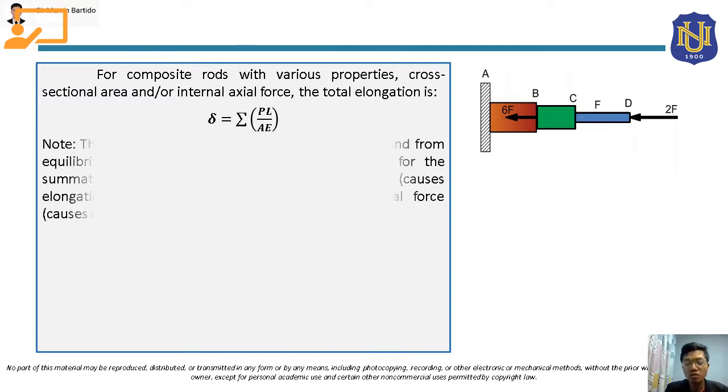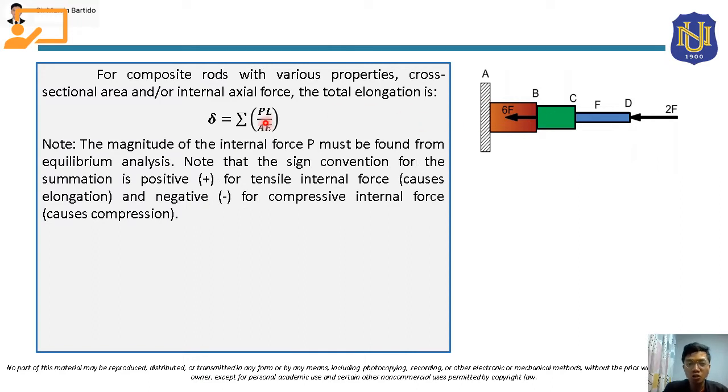So for the sign convention for the summation, we will take the tensile internal forces as positive. Tensile internal forces will cause the elongation in the bar. And negative for compressive internal force, so this will cause the material or the rod to contract. So we are going to use this sign convention, class. Again, positive for tensile internal force and negative for compressive internal force.